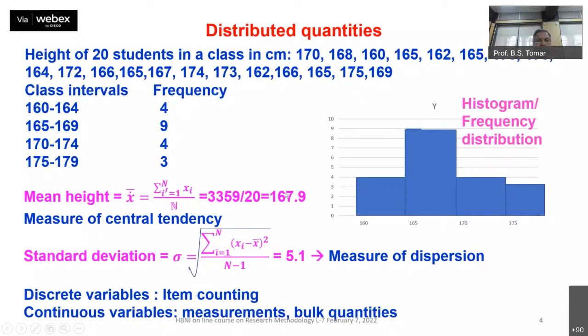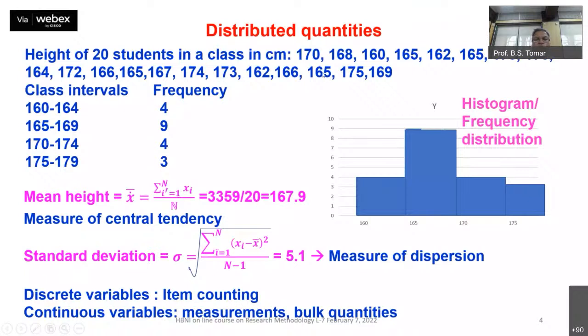So you can now represent that the mean height of the students is 167.9 and the standard deviation is 5.1. We can write the height of the students as 167.9 plus minus 5.1, that is called the 1 sigma. And we will discuss more on this sigma concept later on, in more detail.